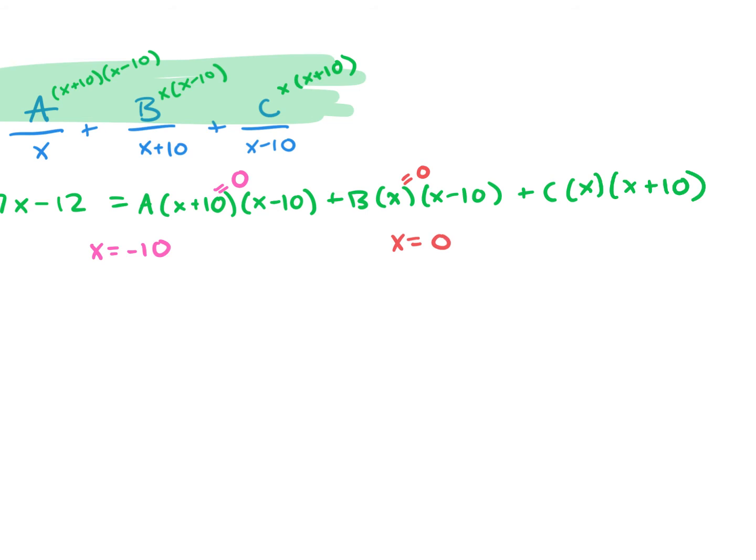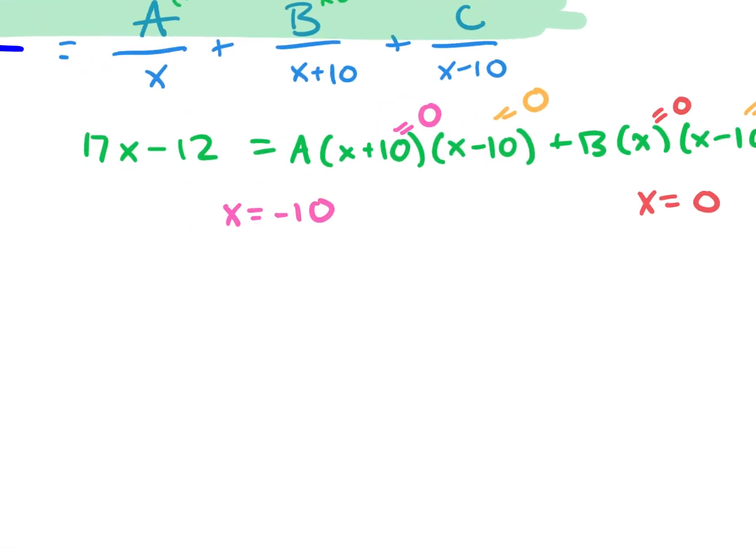And then what makes x minus 10 equal to 0? Negative 10. Nope. Positive 10. We already have negative 10. Here, negative 10 makes it 0. This one, positive 10, makes it 0. And then this one, 0, makes it 0.